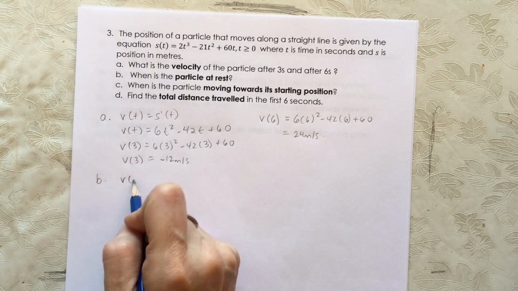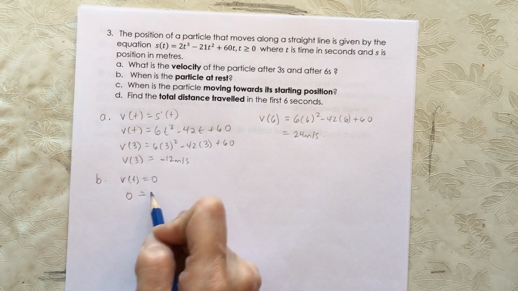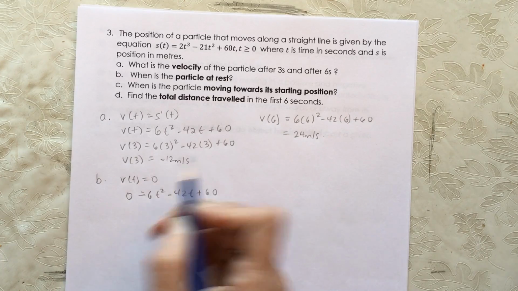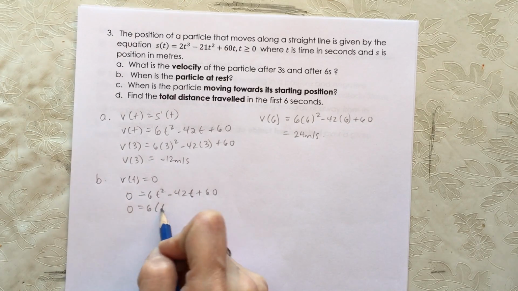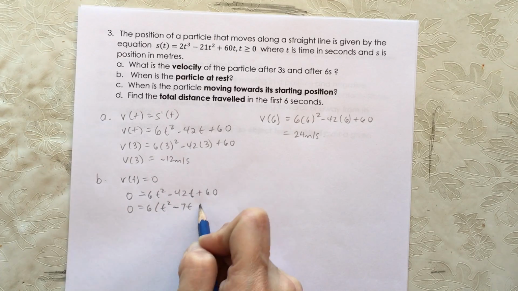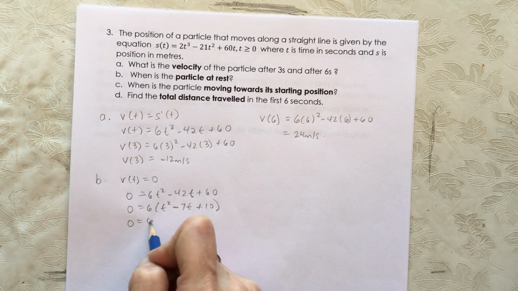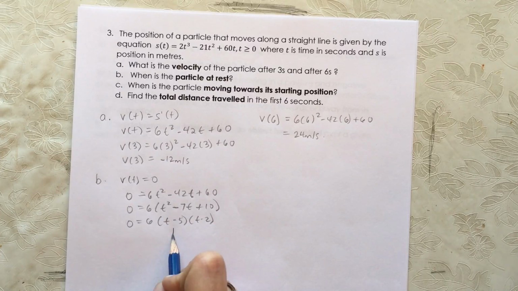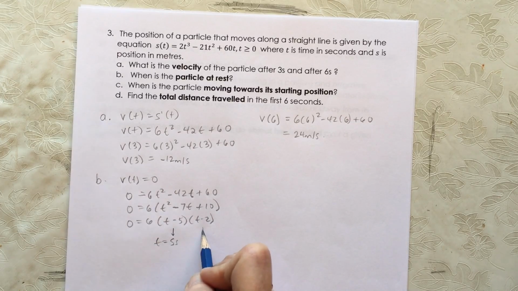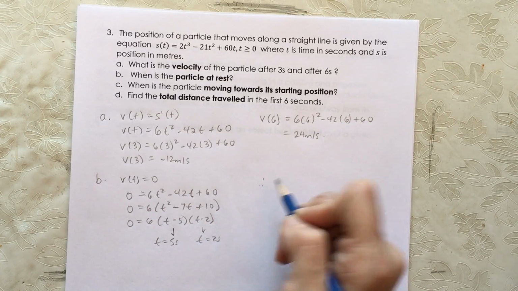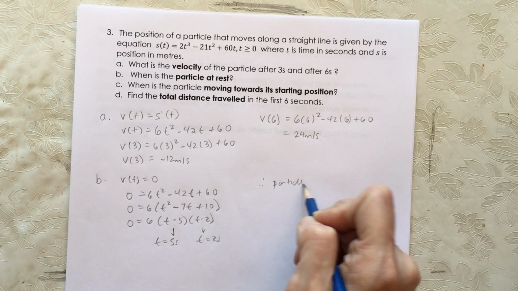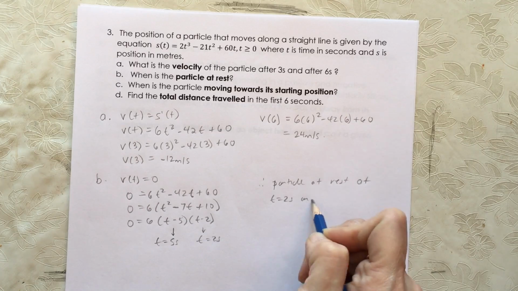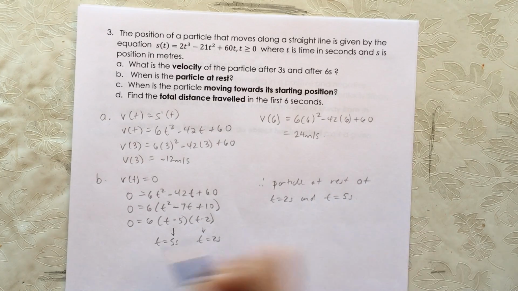So again, we know that's when v at t equals 0. So 0 is 6t squared minus 42t plus 60. Again, I'm going to try factoring out. And again, this trinomial factors t minus 5 and t minus 2, giving us t is 5 seconds and t is 2 seconds. So therefore, particle at rest at t equals 2 seconds and t equals 5 seconds.